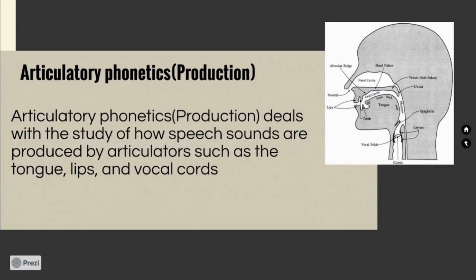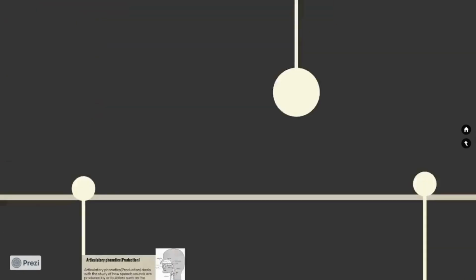So what is articulatory phonetics? Articulatory phonetics deals with the study of how speech sounds are produced by articulators, such as the tongue, lips, and vocal cords. These are the articulators. These parts make sound. So the production of the sound is called the articulatory system, and the whole process of producing the sound is called articulatory phonetics.